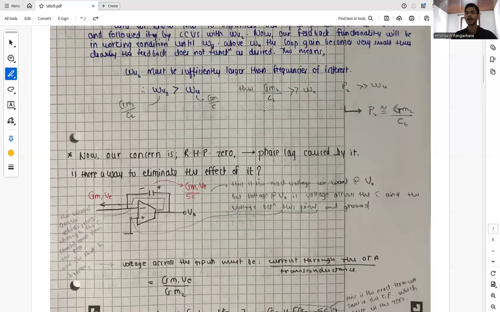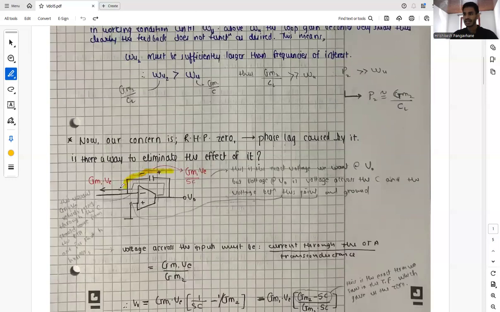Now our concern is that we have a right half plane zero, and that zero obviously will give us a phase lag. We have to think about whether there is a way to eliminate the effect of the lag caused by the zero, not the pole.